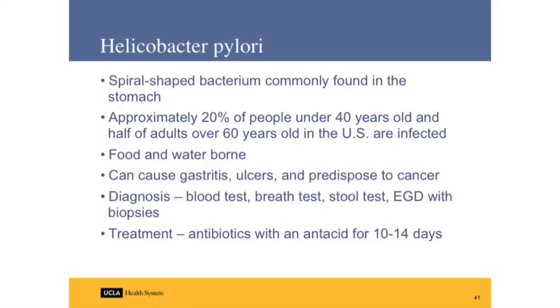So a word about Helicobacter pylori. This is a spiral-shaped bacterium that's commonly found in the lining of the stomach. It can cause gastritis, it can cause peptic ulcer disease, and it can even cause cancer. Approximately 20% of people under 40 years old and approximately half of adults over the age of 60 have H. pylori. It's thought to be food and waterborne.